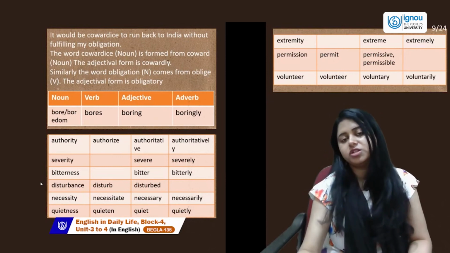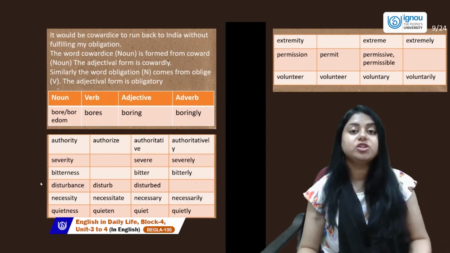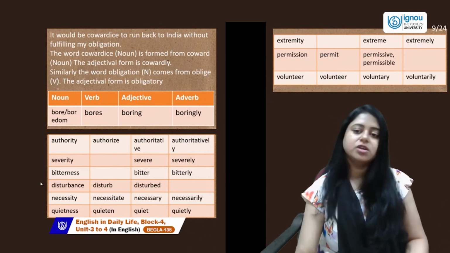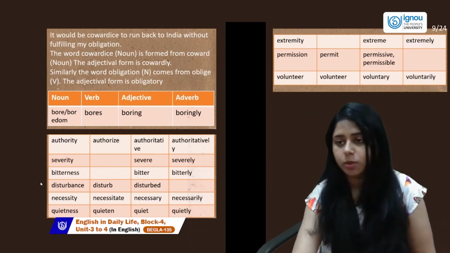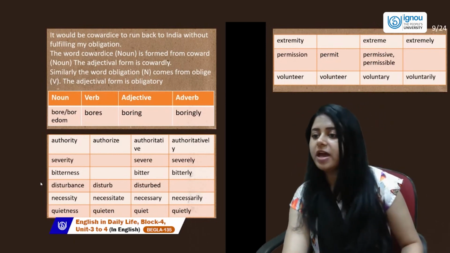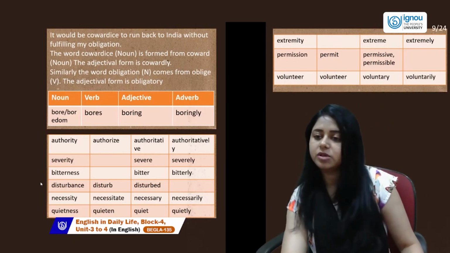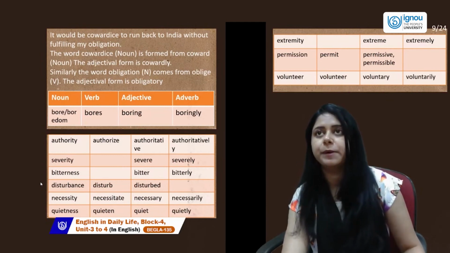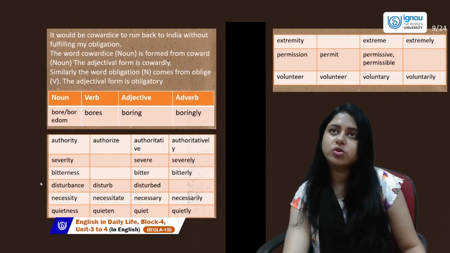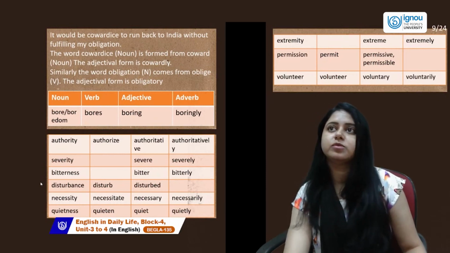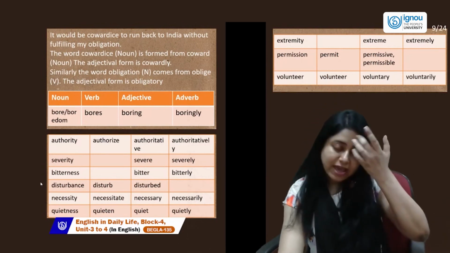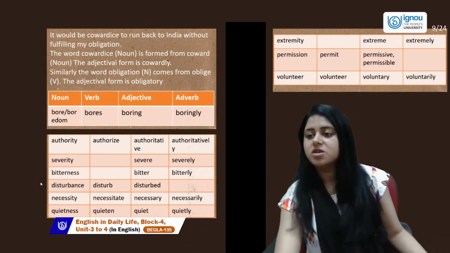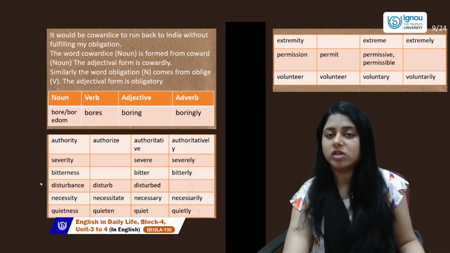So here you see volunteer is being used. I would like to volunteer for this project. So volunteer is being used both as a noun and as a verb. Voluntary. It was a voluntary admission. It was a voluntary deposition. So here what is happening? The adjective is being used, and when you have to use it as an adverb, it is voluntarily.